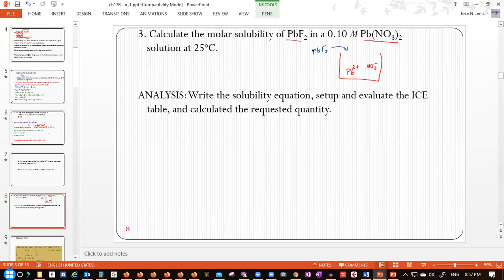Anyway, so you add this and you write the equation for it. Let's write the equation for that salt, PbF2 solid in equilibrium with its ions, which is Pb2+ aqueous plus 2F- aqueous. And the solubility there is going to be x and 2x.